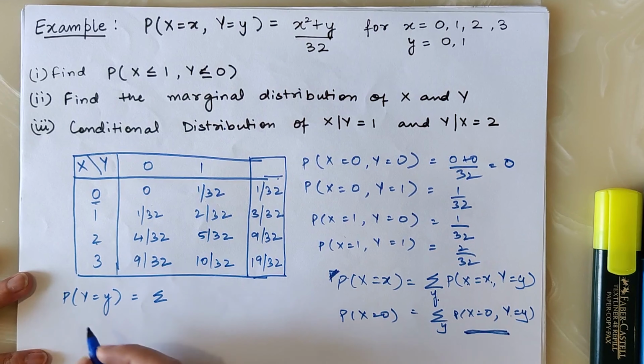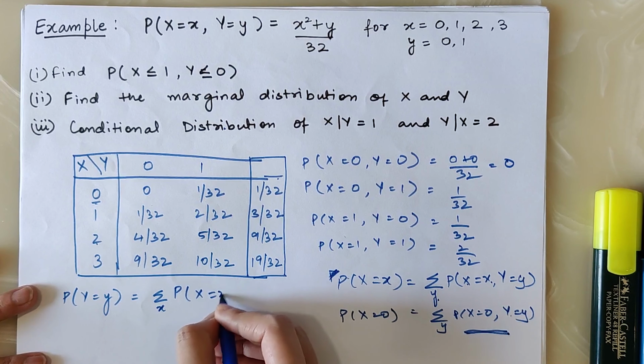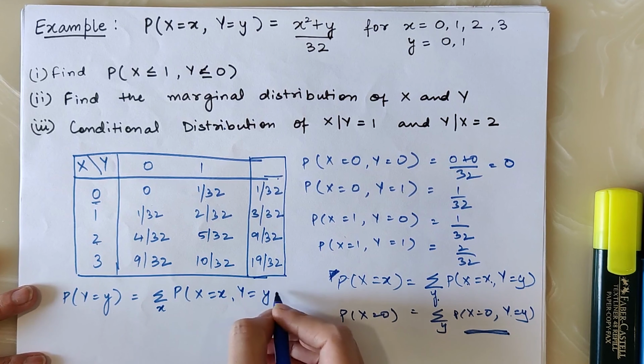Now let's calculate the marginal distribution of y, which is given by probability y equal to y, which is equal to the summation over x of probability x equal to x, y equal to y.